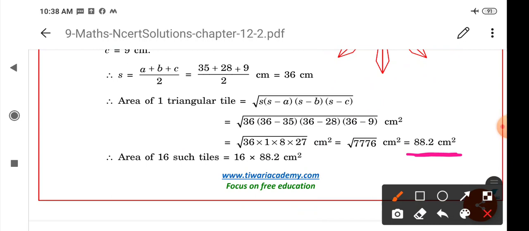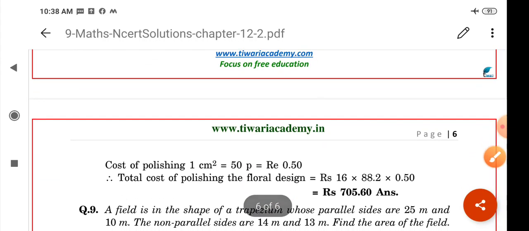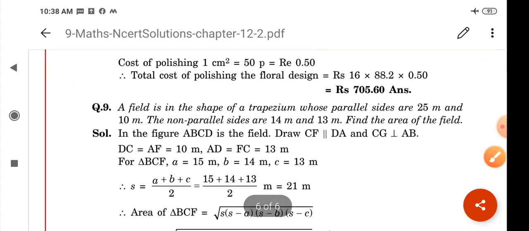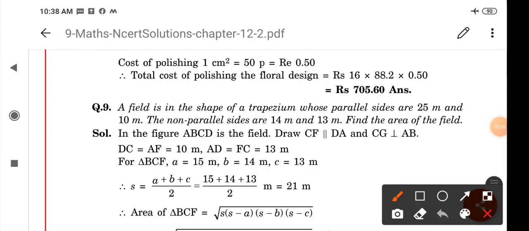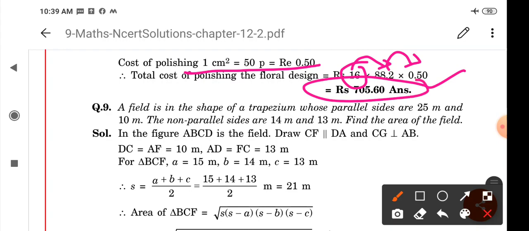Now we have to find out the area of the 16 such tiles. So we will multiply it by 16 and we will get the final answer, which is 88.2. But you can see that for finding the cost of polishing, we will multiply it by the cost also. The area of 16 tiles, we will multiply it by 16. For finding the polishing cost, we will multiply it by 0.50 rupees, and this is the final answer.